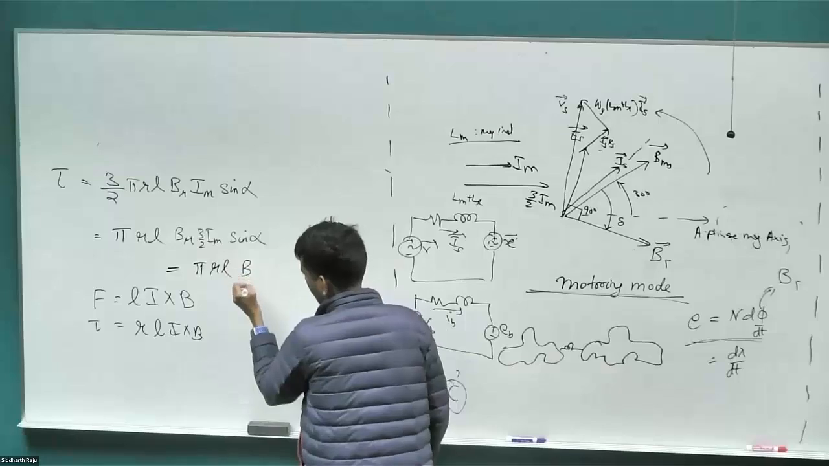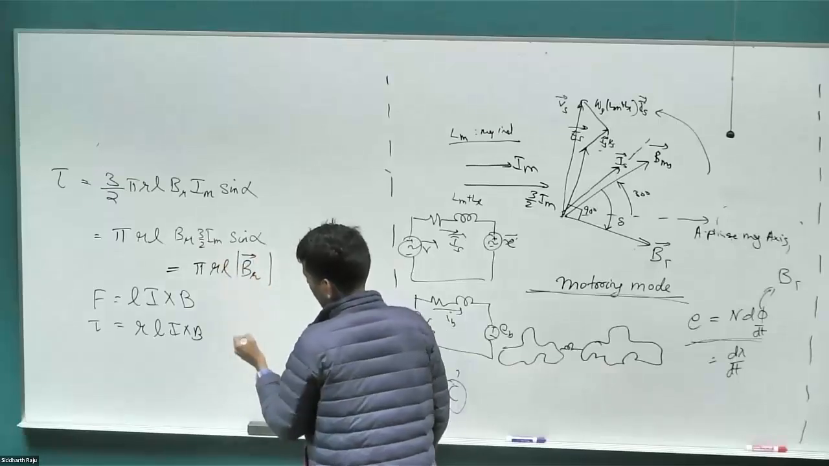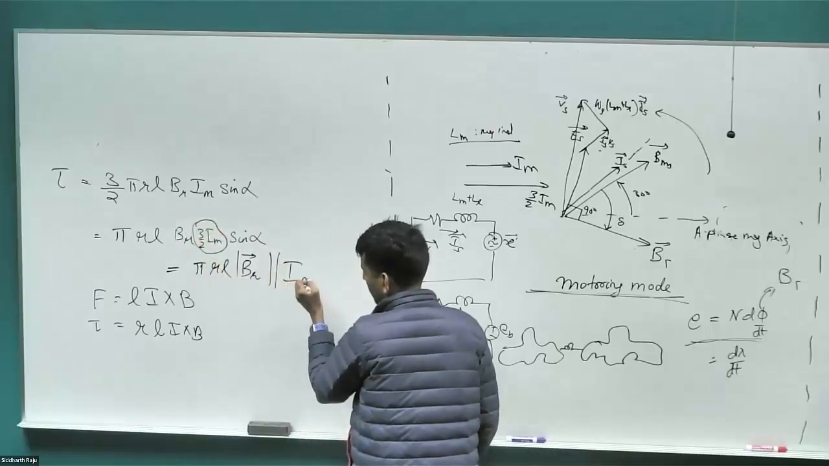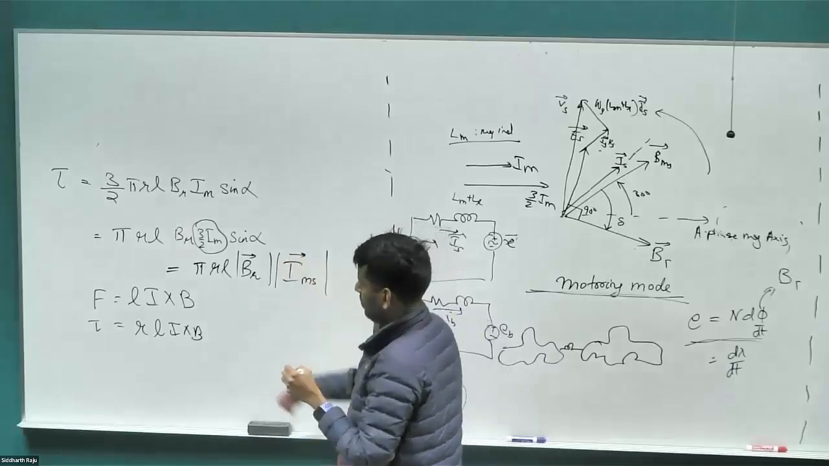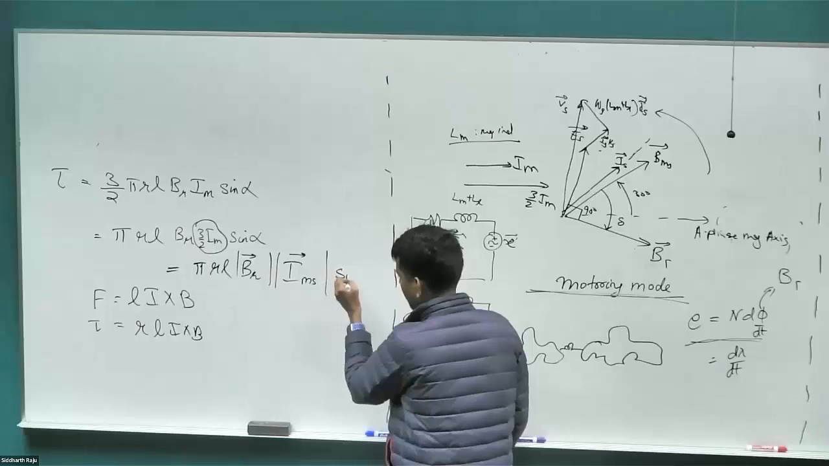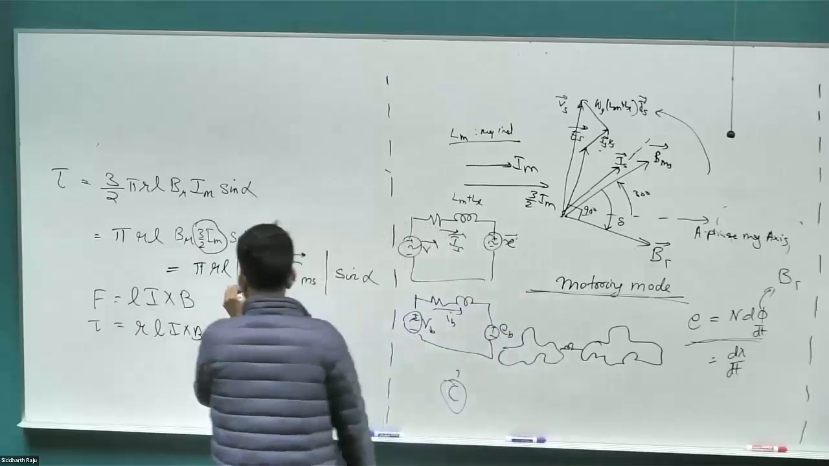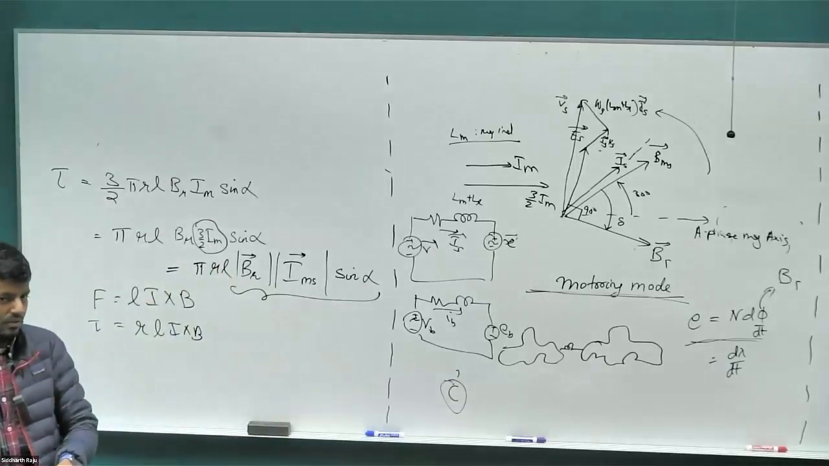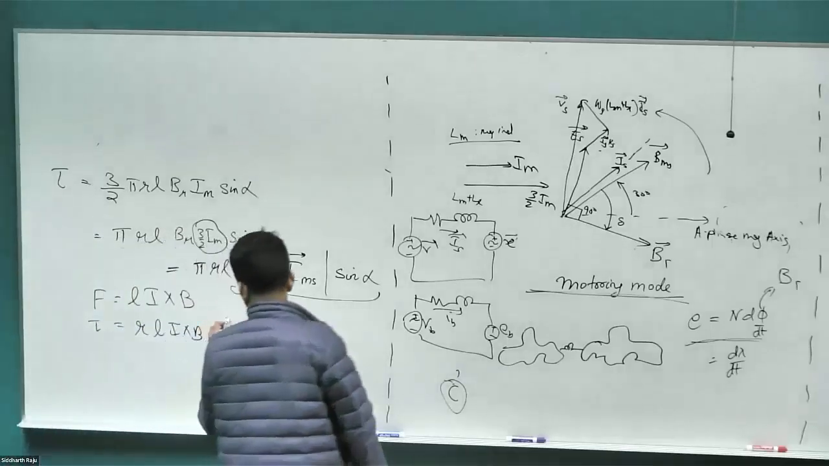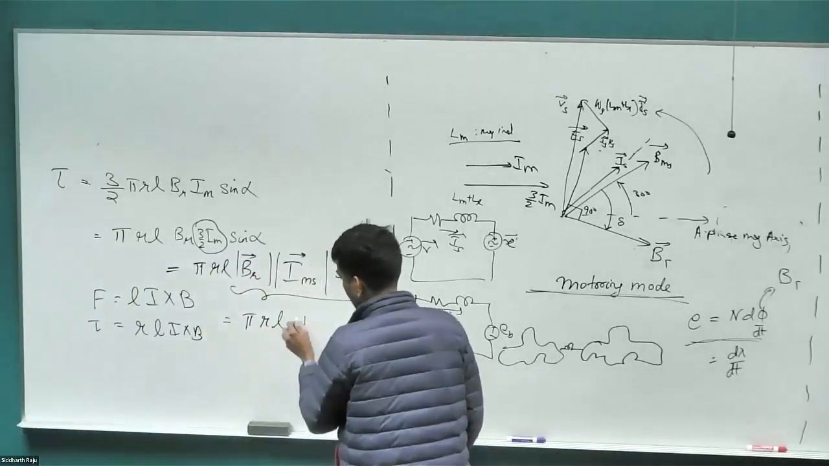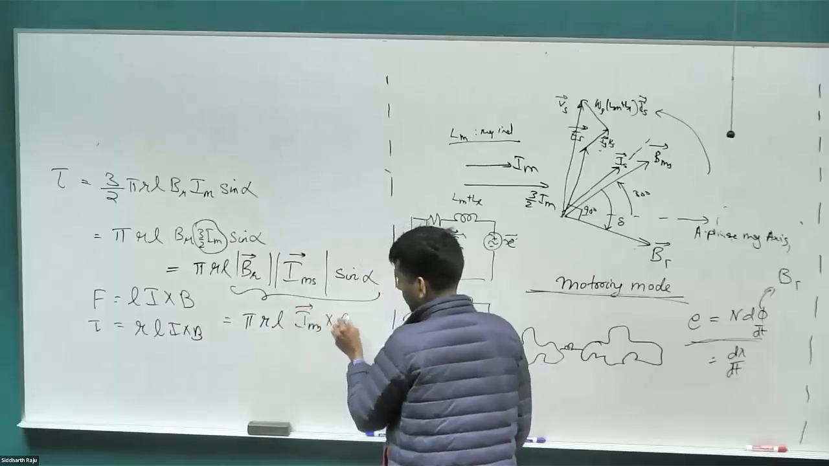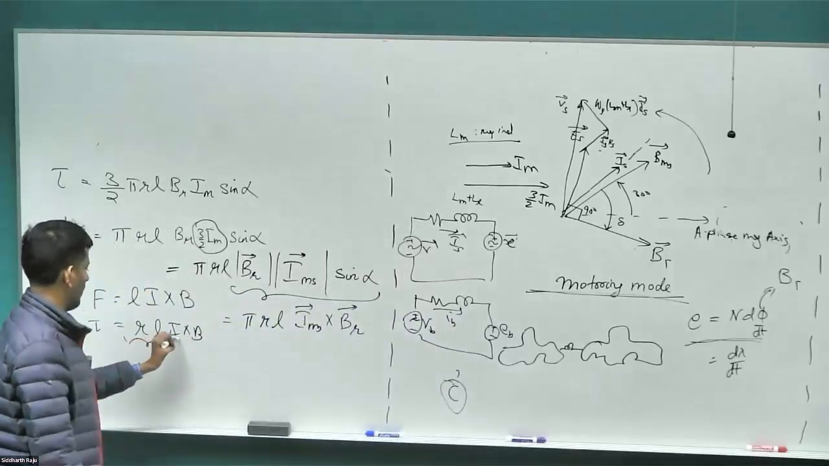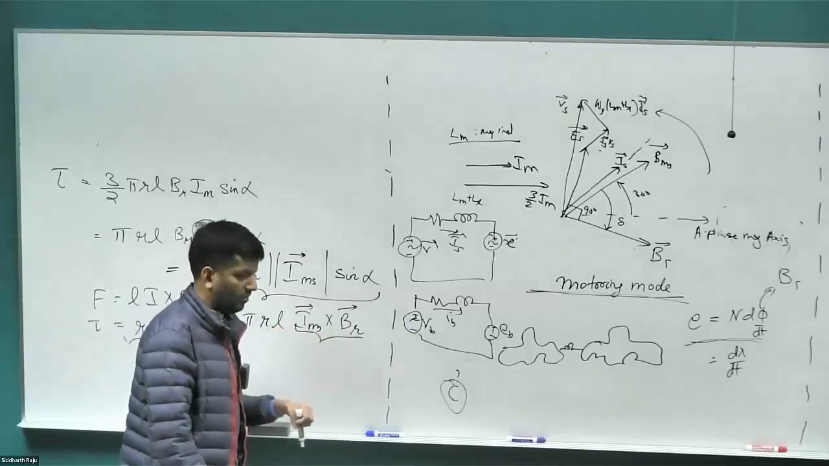So B R magnitude is same as saying some B R space vector and its magnitude. 3 by 2 I M is the magnitude of the current space vector, right? I M S, current space vector magnitude, because that's going to be 3 by 2 times the phase peak. And then we have sine of alpha. Is there another way I can rewrite this expression? Cross product. So this is same as I times R times L, I M S space vector cross product B R space vector. So we have the same expression, some R L, some I cross B, some I cross B space vector.